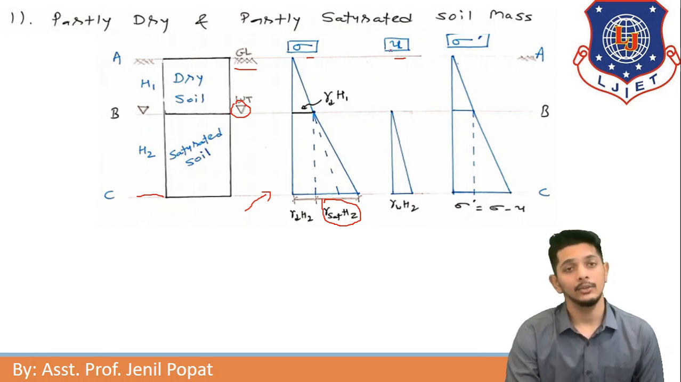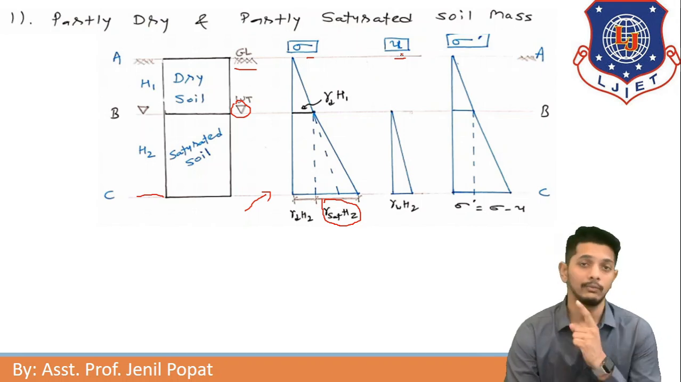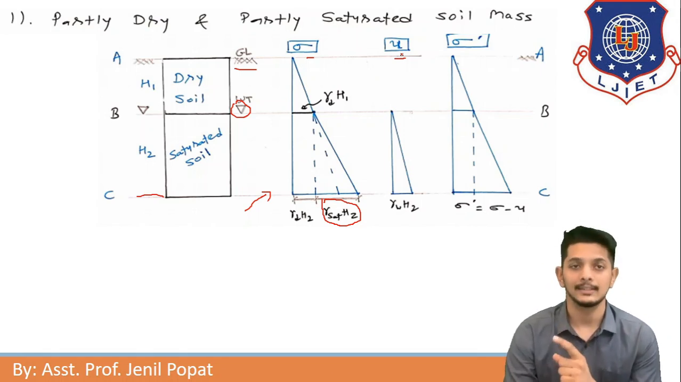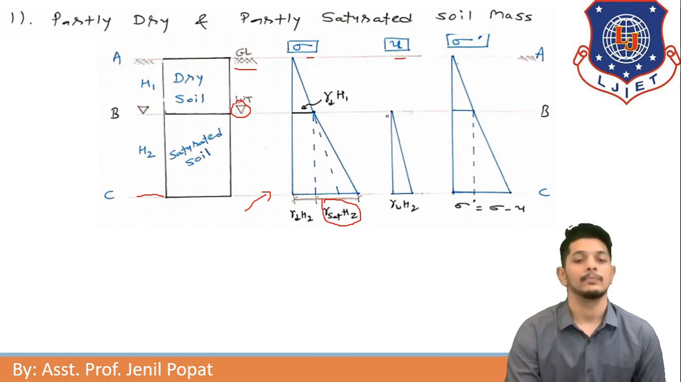Let us understand neutral stress now. Neutral stress will only act wherever the water is. In dry soils there will be no neutral stress. You need to remember that. So up to height H1 there is dry soil and there will be no neutral stress. Up to height H2 there will be some neutral stress, and to find neutral stress we take unit weight of water into height, so gamma W into H2.